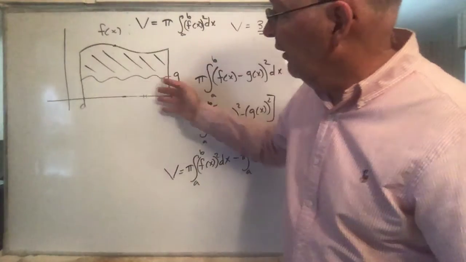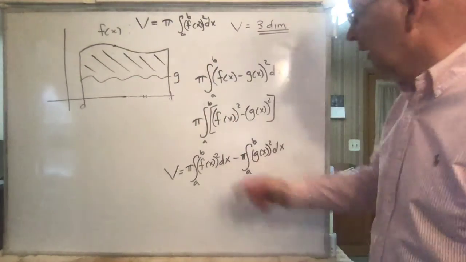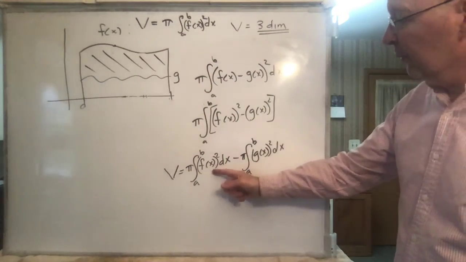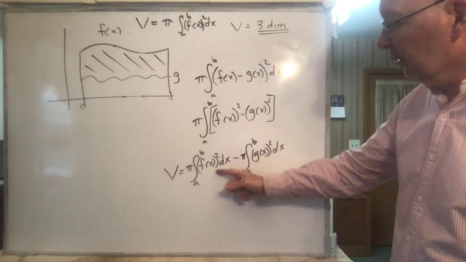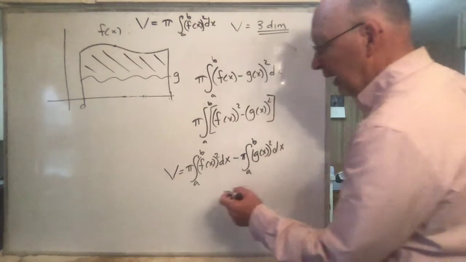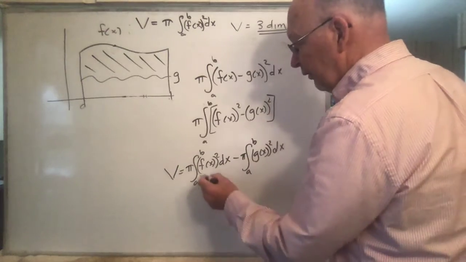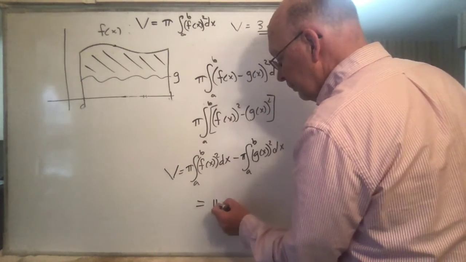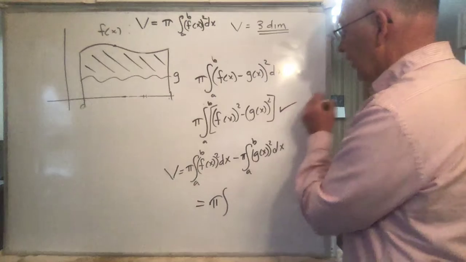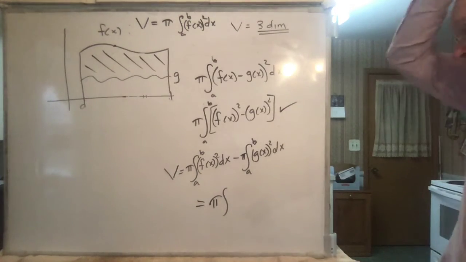You take the larger one and then you hollow out the middle part and you're going to get the whole thing. And now you know from rules of integrals that if I have something like this, I can combine them together. They have the same limits of integration. I can factor the pi out front and I end up with this thing right there. So that is the correct answer.